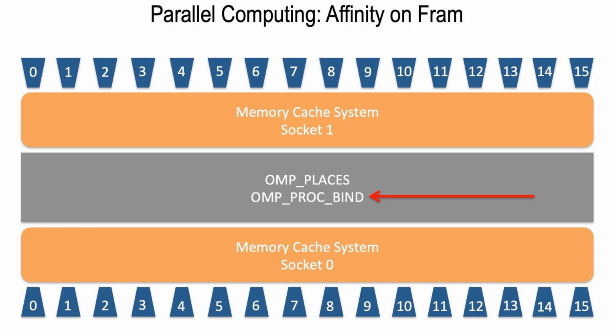OMP_PROC_BIND is an environment variable used to control the binding of threads. This binding can enhance performance by ensuring that threads are assigned to specific processors, optimizing cache usage, and reducing memory access latency.